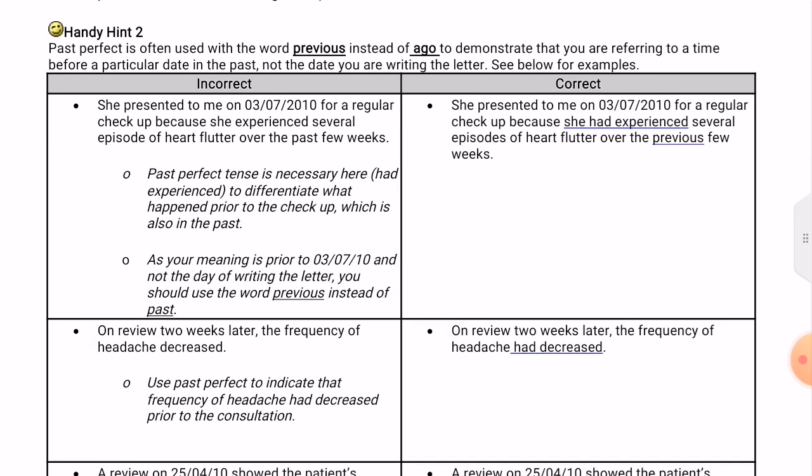The next hint is: past perfect is often used with the word previous instead of ago to demonstrate that you are referring to a time before a particular date in the past, not the date you are writing the letter. Let's see the examples. The incorrect sentence is: she presented to me on 3rd July 2010 for a regular checkup because she experienced several episodes of heart flutter over the past few weeks. So this is the incorrect one.